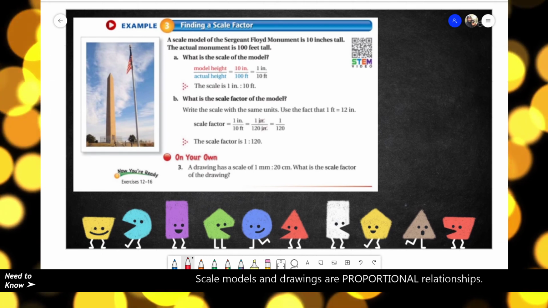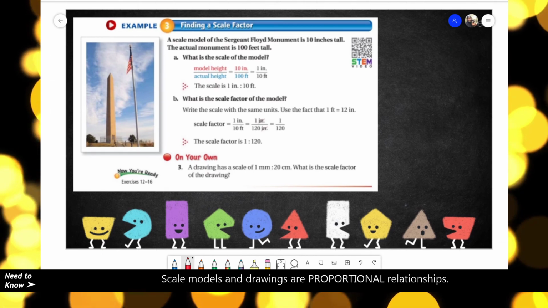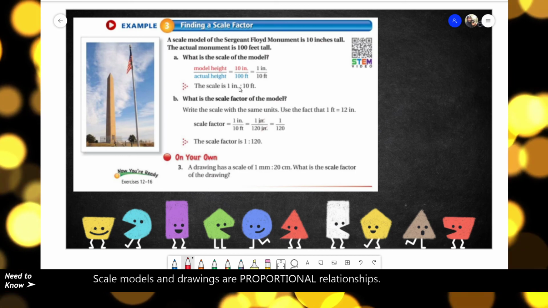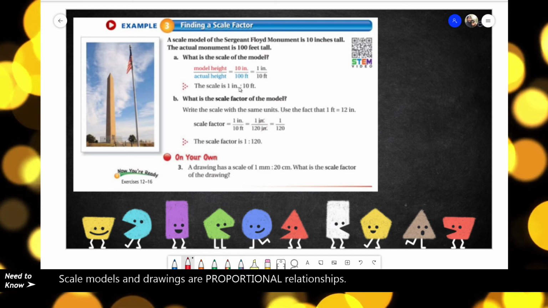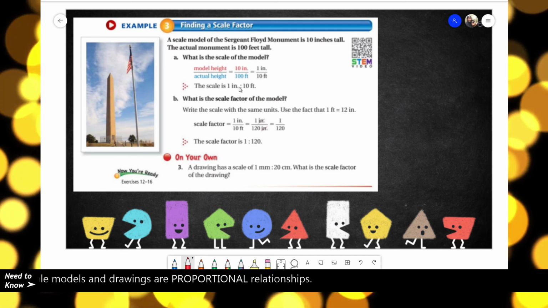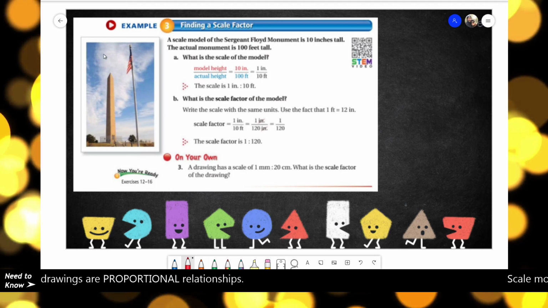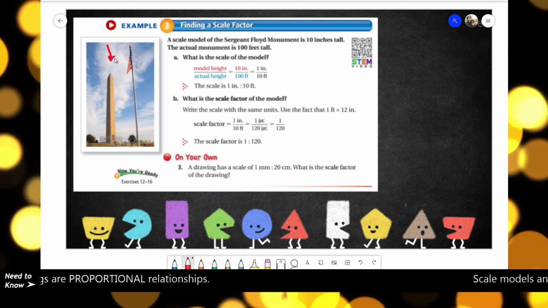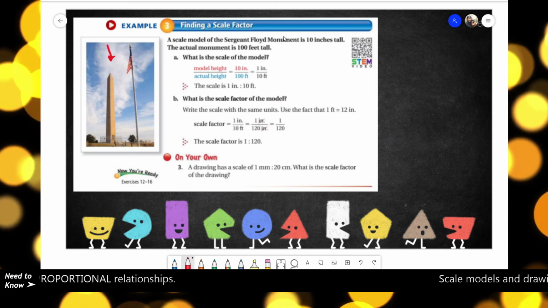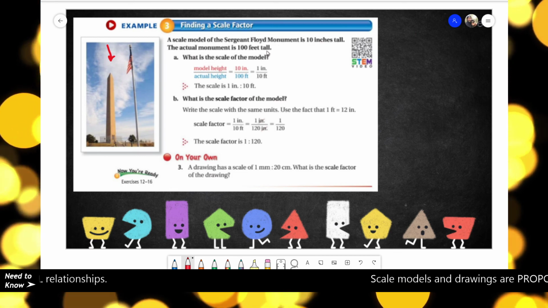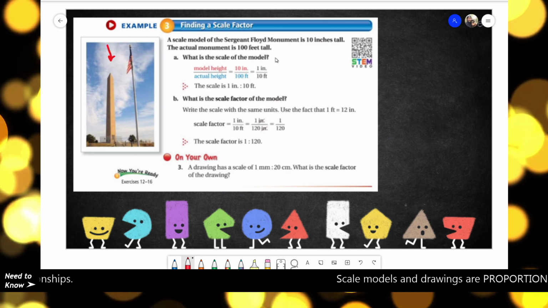All right, next let's talk about scale factor. Scale factor is a number, and that's the number that you would multiply to either enlarge or to shrink something in the actual world. So, a scale model of this monument, this is the Sergeant Floyd Monument, looks a lot like the Washington Monument. The model is 10 inches tall. The actual monument is 100 feet tall. How do we find the scale?